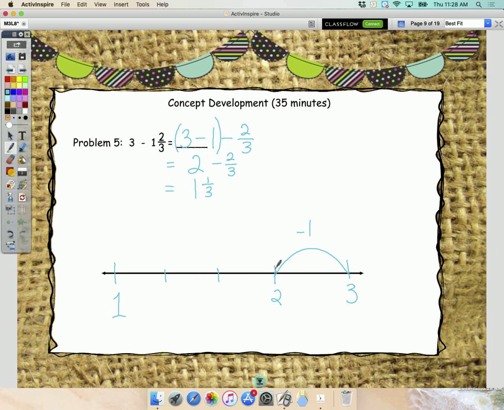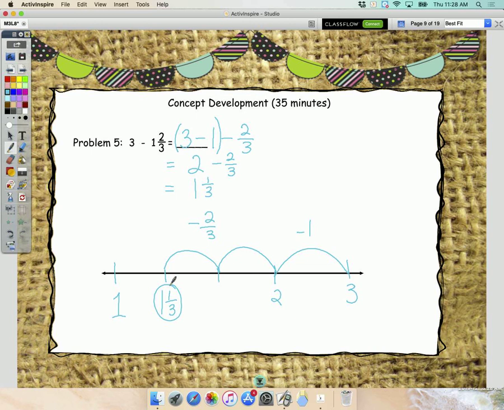Okay, so then if I subtract 1/3 here, that's going to give me, oh, sorry, 2/3, isn't it? Subtract 2/3, that will give me 1 1/3. Now, we're going to keep going.